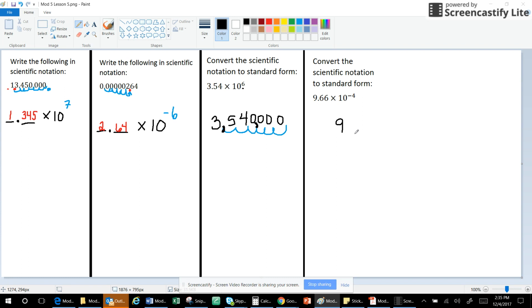So we're starting with 9.66. We have a negative exponent on the 10, so that tells me I need to move to the left. So there's 1, 2, 3, 4. So my decimal place is going to wind up over here. And I fill in the blanks with zeros. And we always want to make sure we put a 0 out in front as well. So we added in 3 zeros, and we still have our 966. And there's the standard form of that number.